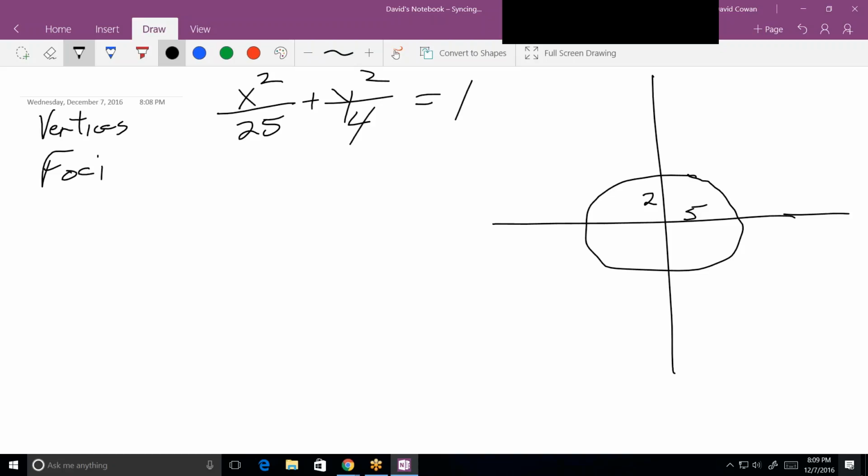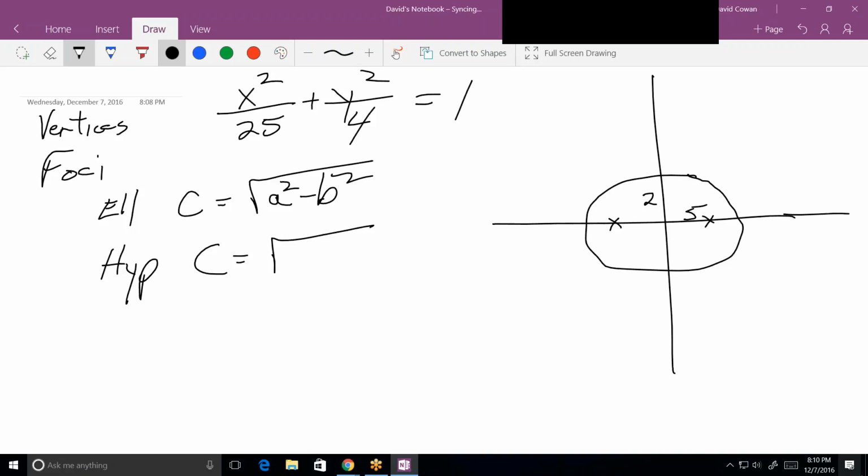So there's our graph, only we need the foci. So we also need those 2 points, measured from the center also. So what's the equation that relates A, B, and C? C is the measure to the foci. C equals the square root of a squared plus b squared. Minus. Okay, for ellipses. For hyperbolas, you got it right.